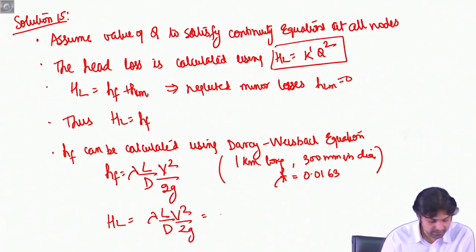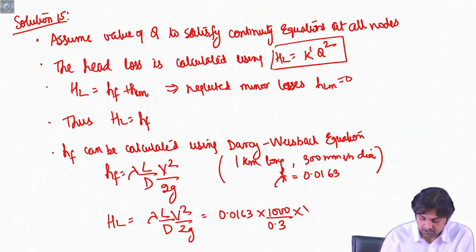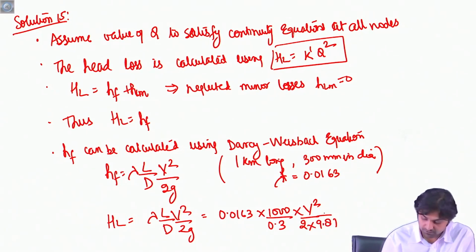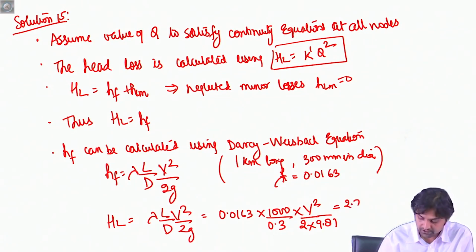So, let us put the values. Lambda is 0.0163 into length 1000 meters, diameter 0.3 meters, into V square by 2 into 9.81. Now the next step: if we do this, we are going to get 2.77 V square, the HL.